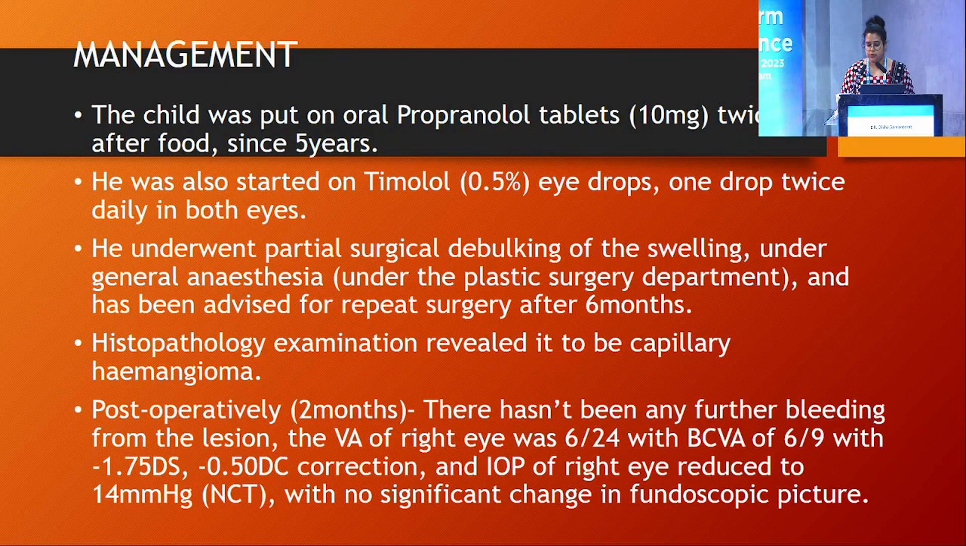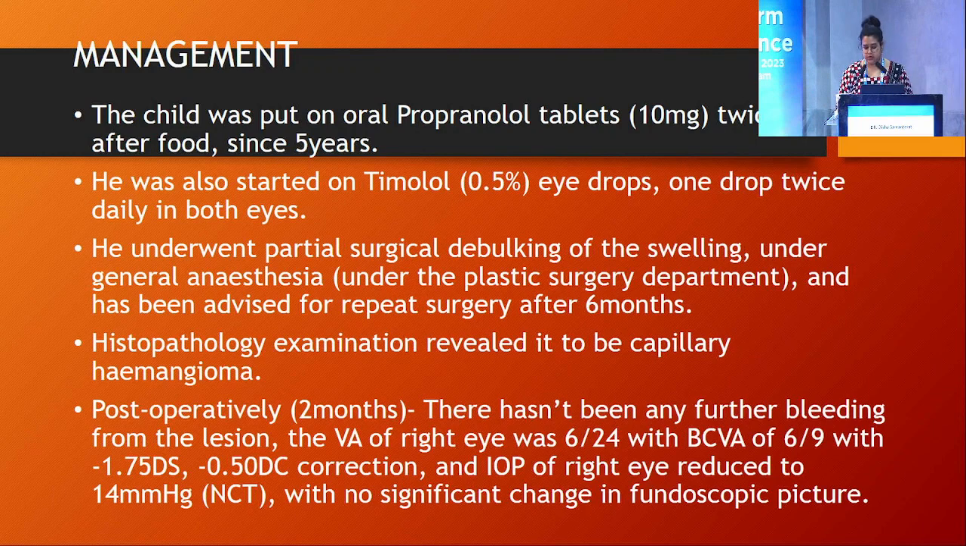The child was put on oral propranolol tablets 10 mg twice daily after food since 5 years. He was also started on timolol 0.5% eye drops twice daily. He underwent partial surgical debulking of the swelling under general anesthesia and has been advised to repeat surgery after 6 months. The histopathology examination from the surgery revealed it to be a capillary hemangioma.